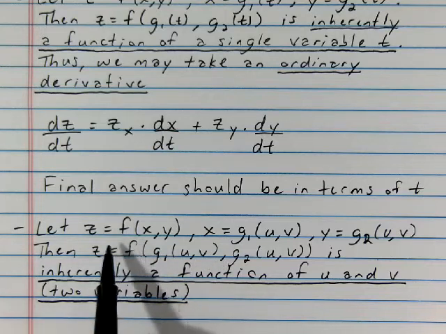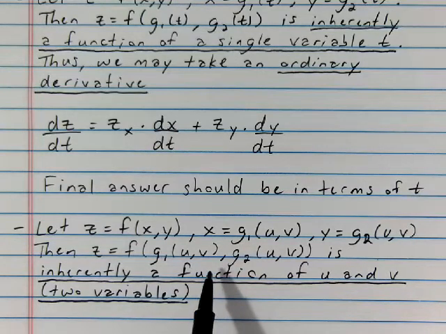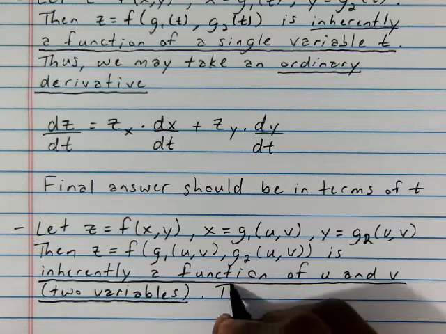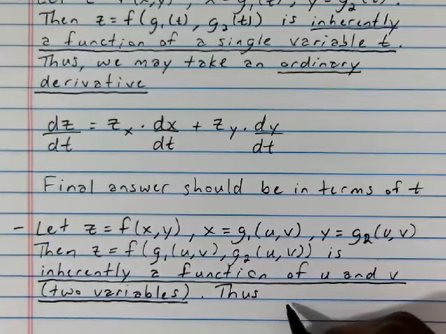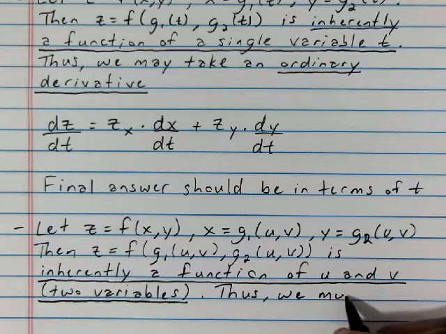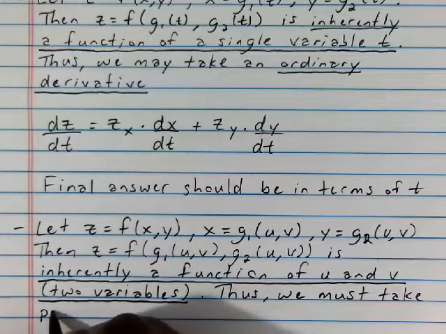we have to take partial derivatives. Now, because inherently it's a function of u and v, we really want in the end partials with respect to u and v. Thus we must take partial derivatives. So we can't talk about an ordinary derivative here because we don't have a function of one variable. So thus we must take partial derivatives.